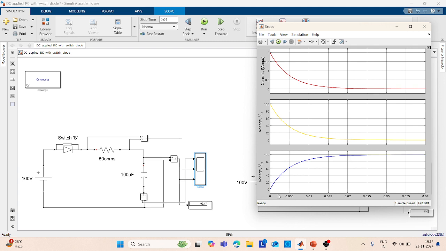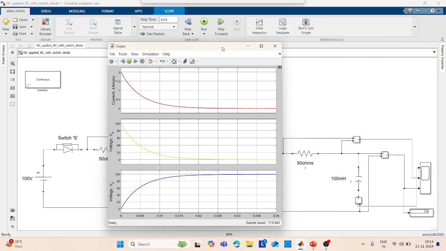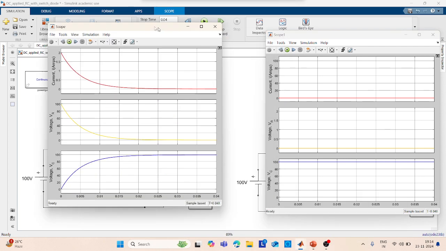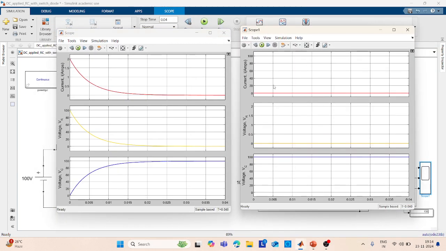So initially the value of voltage across the capacitor is 0. Simultaneously the value of current is high. Fine. Why 2 amperes? Because 100 divided by 50 is 2. So that's why the current value decreases from 2 to 0. Okay. If you remove this diode, I'm going to get the output like this. So we can compare the outputs of both the circuits like this. This is a condition without switch, and this is a condition with switch. So this is how you can understand the behavior of an RC circuit.